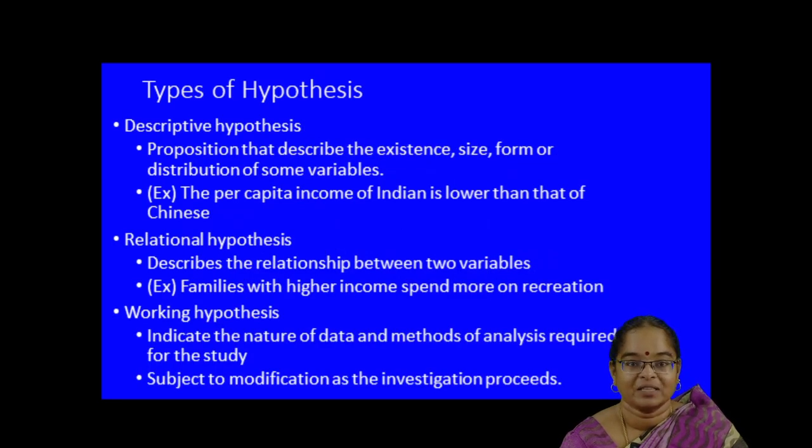First, types of hypothesis. The first one is the descriptive hypothesis. It describes the existence, nature, forms and distribution of some variables. For example, we consider two variables, the per capita income of Indian people and the per capita income of Chinese people. Per capita income is secondary data, so we collect secondary data relating to per capita income for 10 years and both variables are compared. So, for comparing the per capita income of two nations' people, a descriptive hypothesis is formulated.